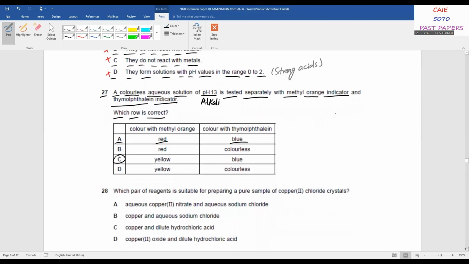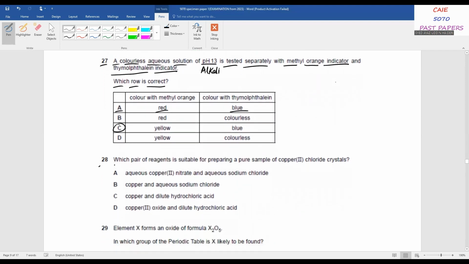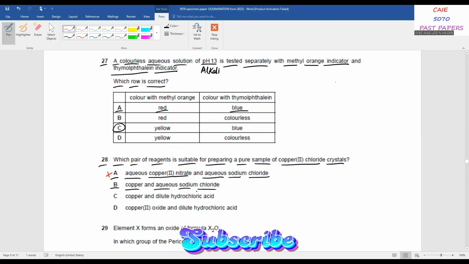28. Which pair of reagents is suitable for preparing a pure sample of copper 2 chloride crystals? A, aqueous copper 2 nitrate and aqueous sodium chloride. This reaction will not take place. Both are soluble, but this reaction will not take place. You can't have double displacement reactions happening here. So this is wrong. Statement number B, copper and aqueous sodium chloride. Copper is less reactive than sodium, so it will not displace sodium from sodium chloride.